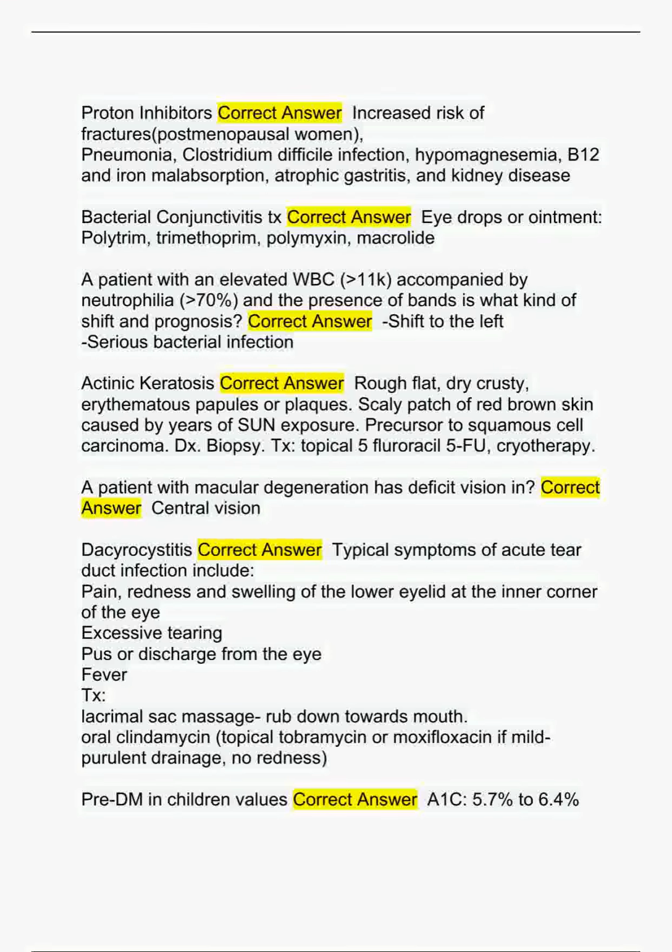A patient with an elevated WBC greater than 11K, accompanied by neutrophilia greater than 70%, in the presence of bands is what kind of shift in prognosis? Correct answer, shift to the left. Serious bacterial infection.